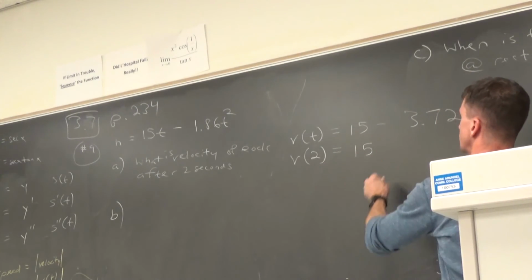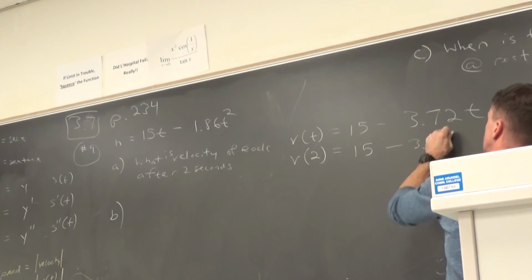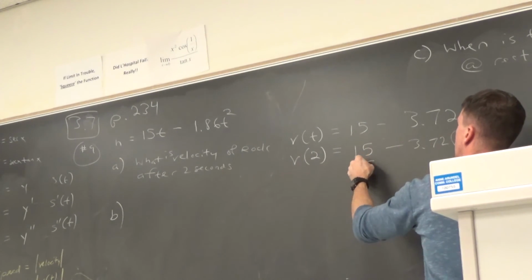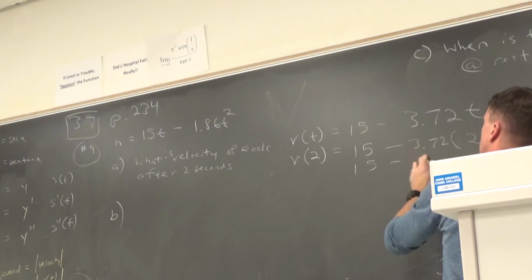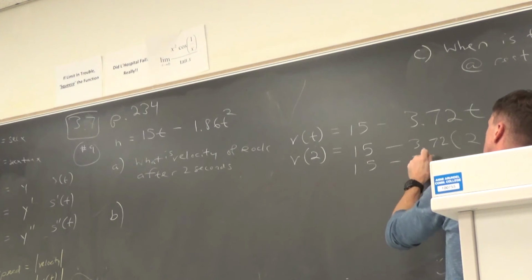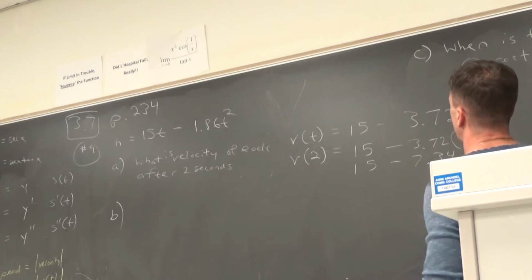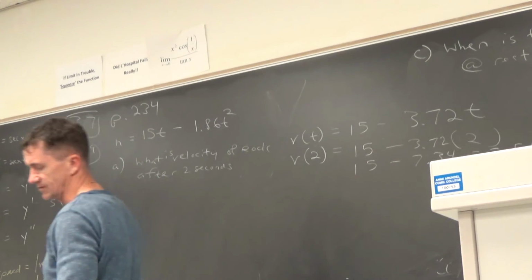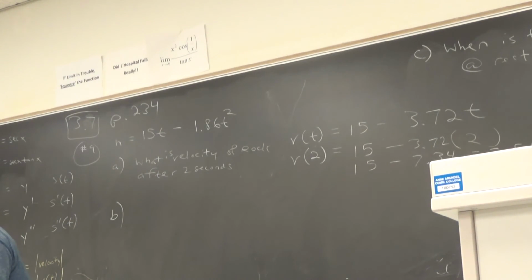Now, what is v of 2? What's 15 minus 7 point something? 7.34. 7 point what? So what's 15 minus 7.34? So that's 8.66. 7.56, sorry. Now let's go back and see what the units were for this problem. They have to tell you. T was in seconds and height was in meters.